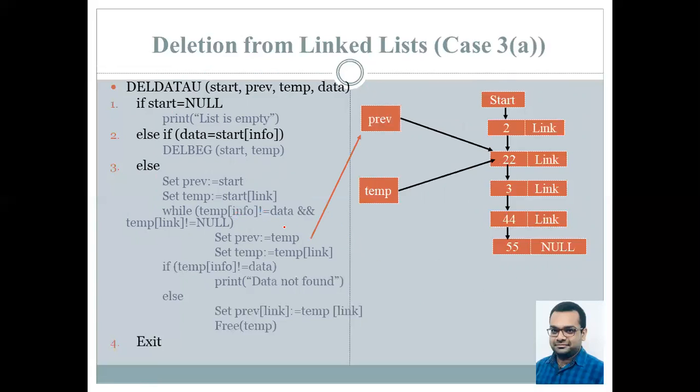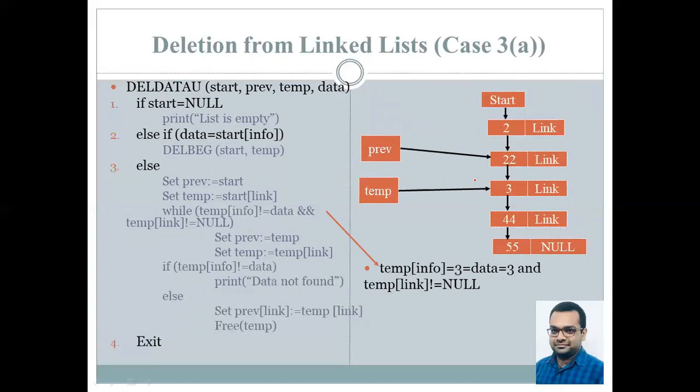This will cause the previous value to become temp. So now you can see previous starts pointing to the second node instead of the first, which it was pointing to earlier over here. And temp's value is incremented to point to the next node. The temp's value becomes temp's link. That is, it points to the third node.